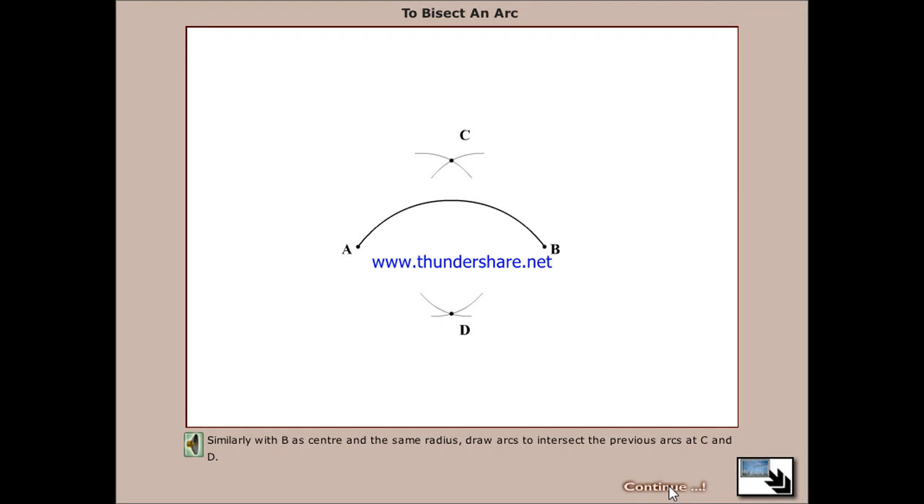Join C and D to cut AB at O. The arc AB is now bisected at O.